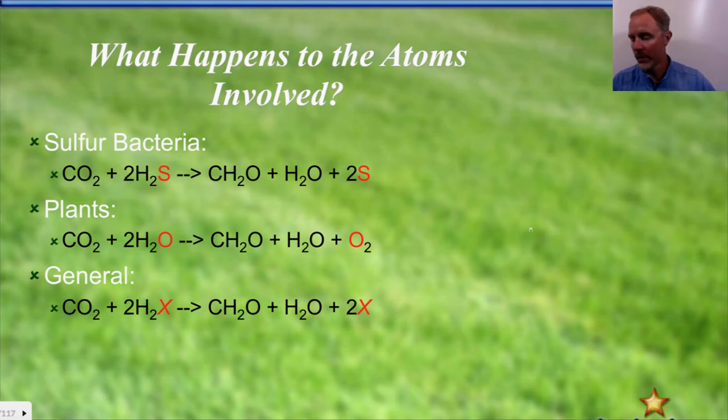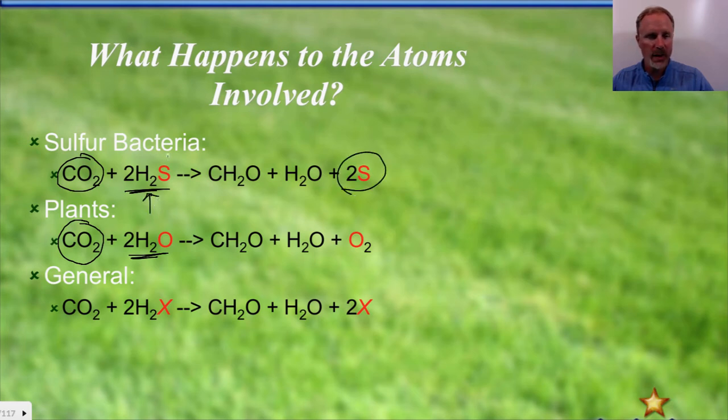So here's what we mean. Here's the carbon dioxide that's being used by the bacteria or the plants or, in general, whatever you're looking at. And here's our hydrogen source. Okay, so here it's H2S, and we can see that sulfur is given off as a waste product as this gets split. Here it's H2O, and as the hydrogens are being used to make the sugar, oxygen is being given off as the waste product.